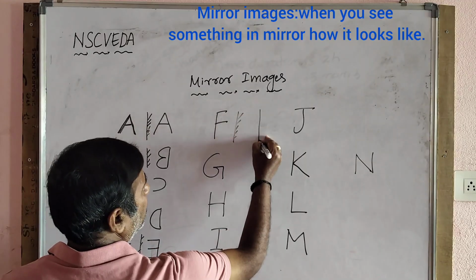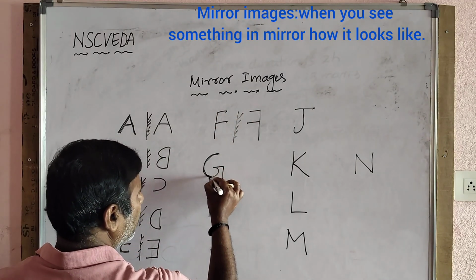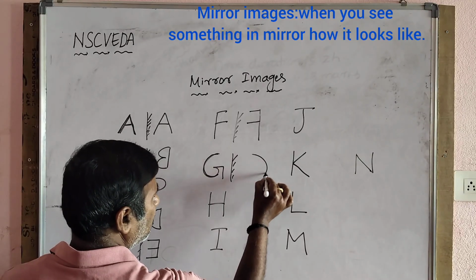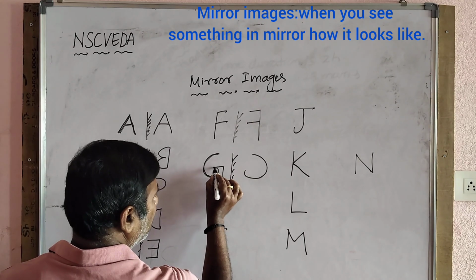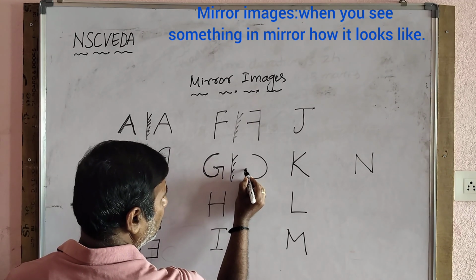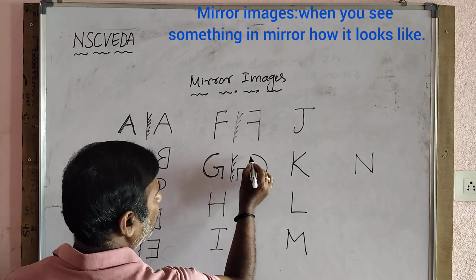So same, very simple. It will look like this. G: you see you have a C curve. First draw that. You have a C curve that will be like this. And you see from here this line is going towards the mirror. So here also, from here you draw towards the mirror. This is a standing line, this is a standing line. It will look like this.